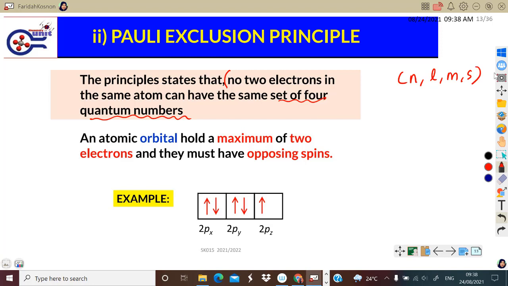Maksudnya dalam setiap atom, tak akan ada elektron yang mempunyai set n, l, m, s yang sama. Maksudnya sekarang n, l, m, s ini dia represent kepada location of an electron in an atom. Jadinya sekarang ini sebenarnya pun saya dah ajar. Okay, contoh kat sini. Kalau ada yang terlupa, takut ada yang terlupa. Let's say saya ada hydrogen atom.